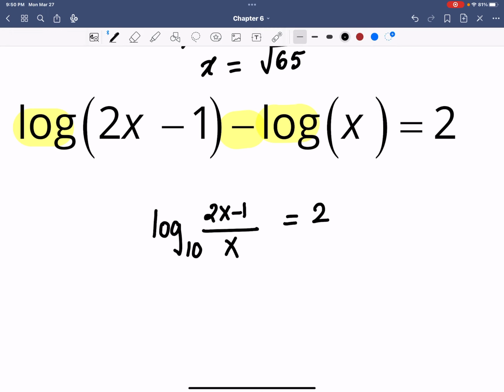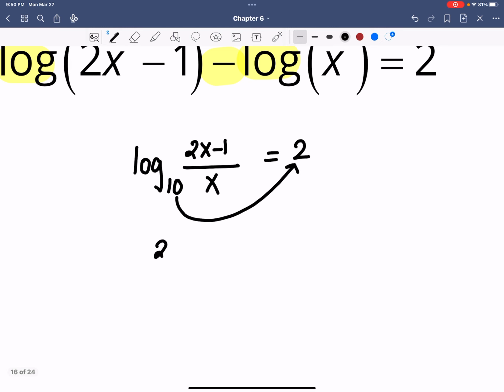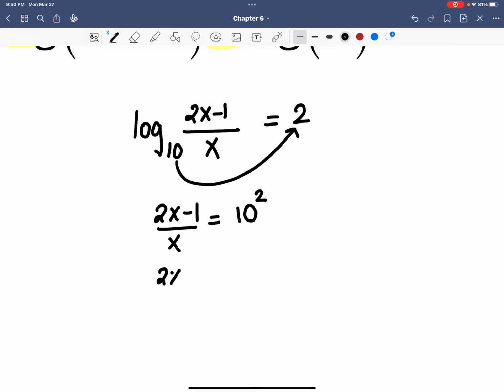And now, once I have a single log, what do I do? Change the log to exponential by drawing the arrow from the base to the other side. And when I do that, what do I have? I have 2x minus 1 over x is 10 squared. What is 10 squared? 10 squared is 100. So this is 2x minus 1 over x is equal to 100.